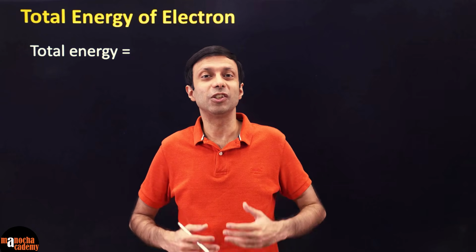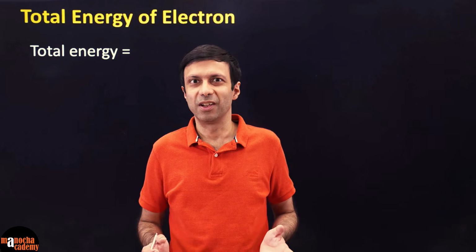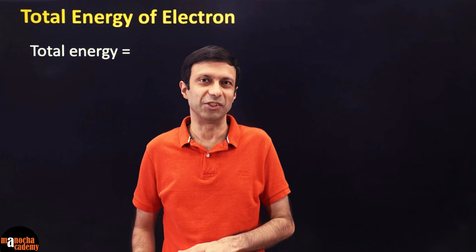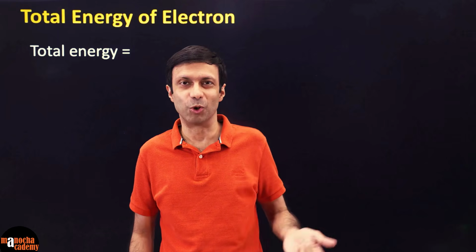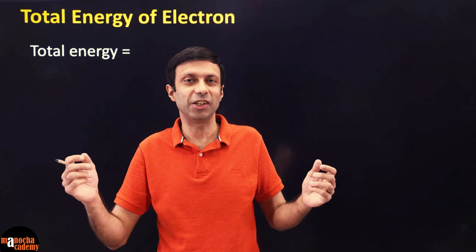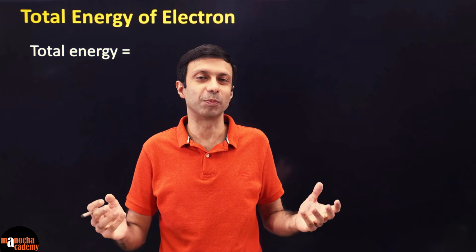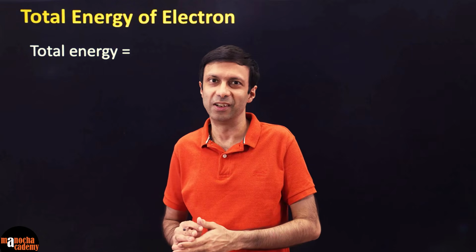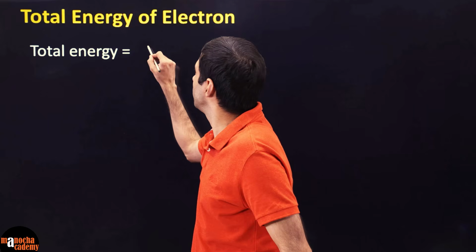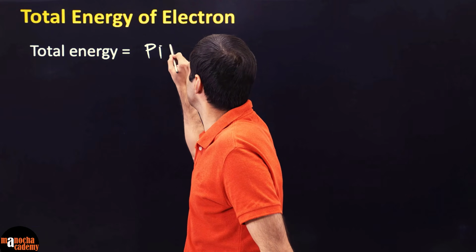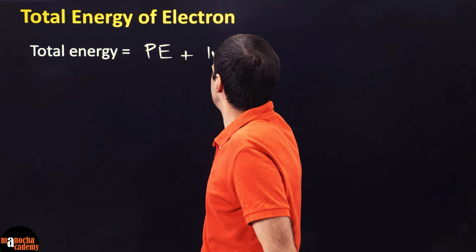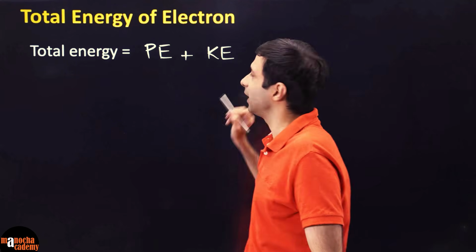Now let's talk about the total energy of an electron. We know an electron has two types of energy: kinetic energy due to its motion and potential energy due to the electrostatic force between the nucleus and the electron. So total energy is going to be the sum of potential energy, PE, plus the kinetic energy, KE.